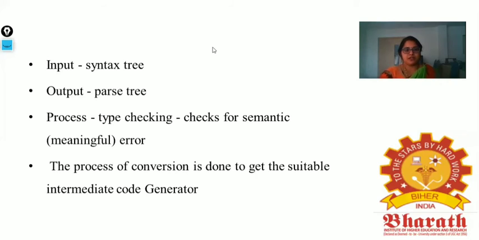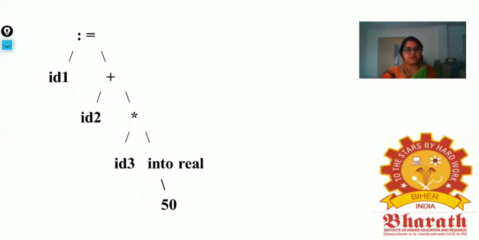And the input syntax tree. So the input for this will be the syntax tree and the output will be the parse tree. The process occurring here is type checking, which checks for the semantic or the meaningful errors in the syntax tree. And this process is done with the help of the intermediate code generator.